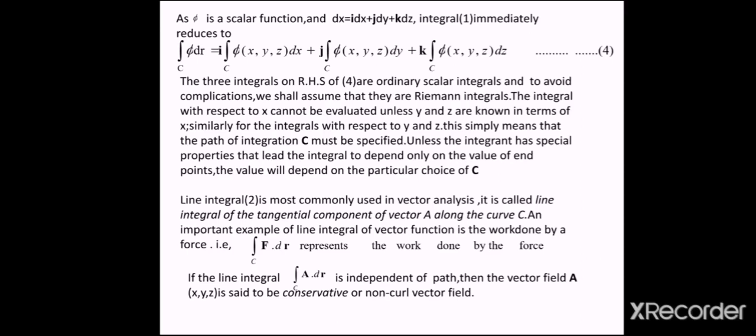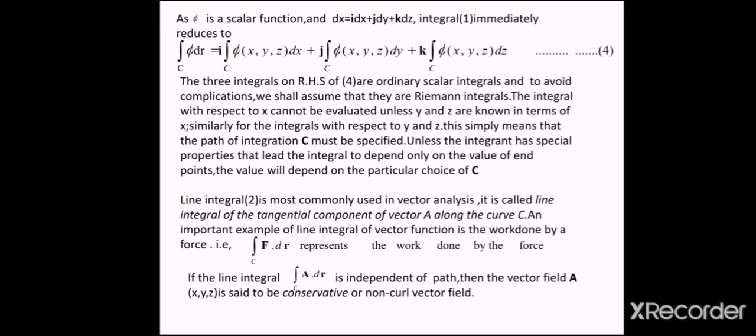The three integrals on the RHS of the fourth equation are ordinary scalar integrals, and to avoid complications we shall assume that they are Riemann integrals. The integral with respect to x cannot be evaluated unless y and z are known in terms of x. Similarly for the integrals with respect to y and z. This simply means that the path of integration C must be specified. Unless the integrand has special properties that let the integral depend only on the value at the end points, the value will depend on the particular choice of C.